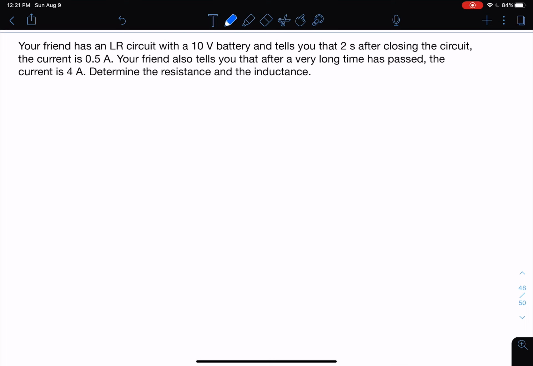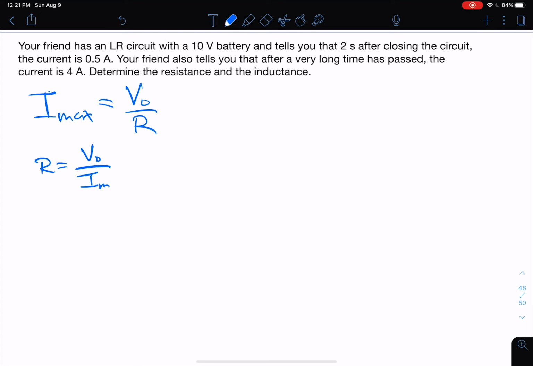We have this formula that relates the max current to the voltage of the battery and, of course, to the resistance. So we can easily solve for resistance. R is going to equal V naught over I max.